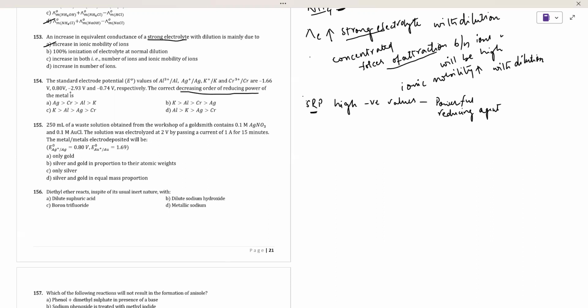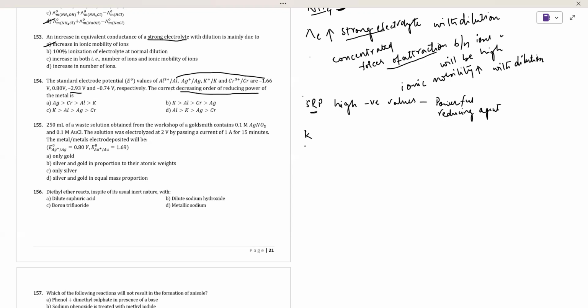Who is having high negative? So here high negative is minus 2.93. So minus 2.93 corresponds to whom here? For aluminium, it is 1.66. For Ag, it is 0.80. For potassium, it is 2.93. So hence, potassium will be highly reducing because its value is 2.93.